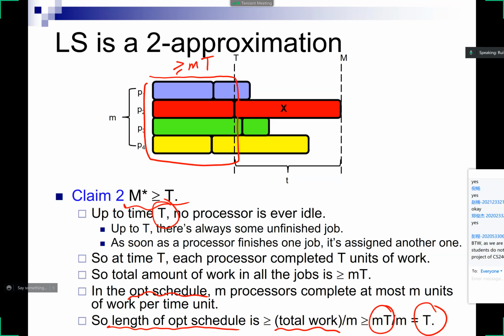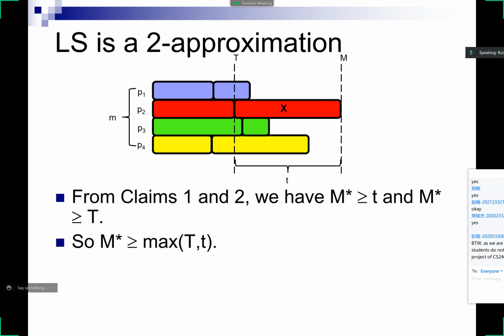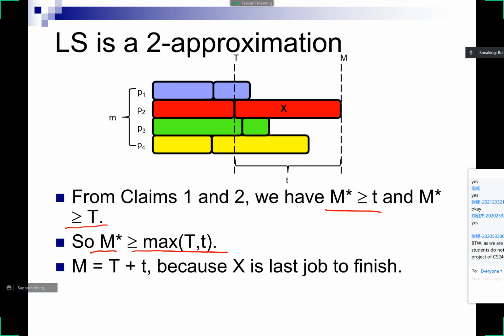All right, so we have these two claims. M star is at least the size of the final job, and at least as large as the starting point of the final job, so the optimal makespan is at least as large as the maximum of these two quantities. Now, what about our makespan? Our makespan for list scheduling is simply capital T plus little t, because X is the last job to finish.